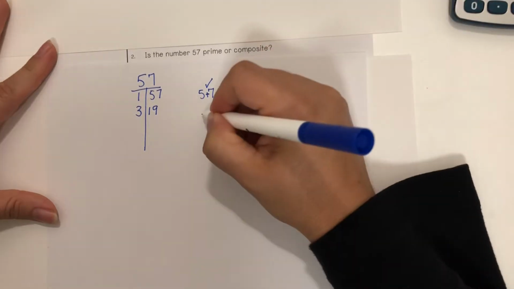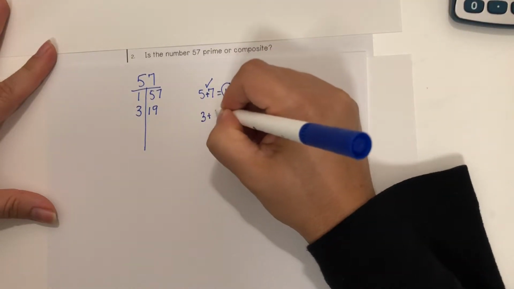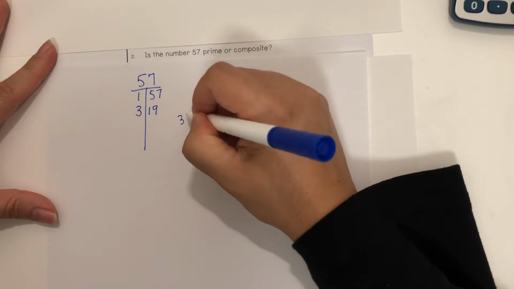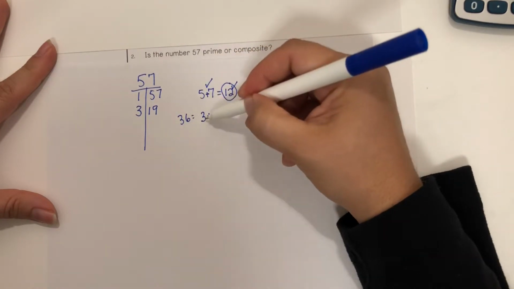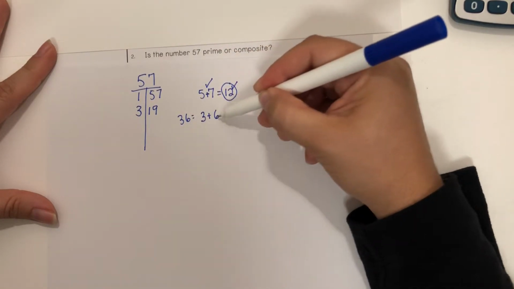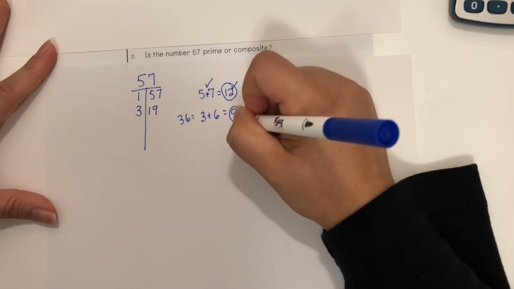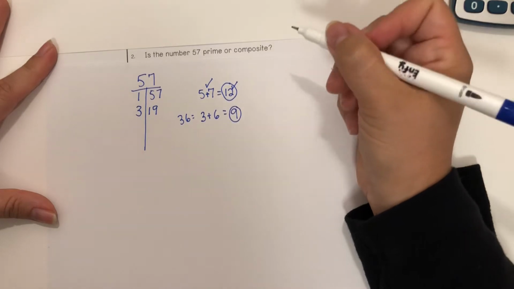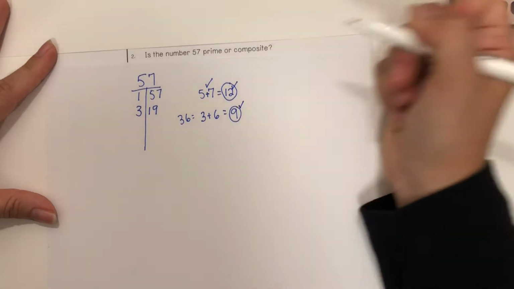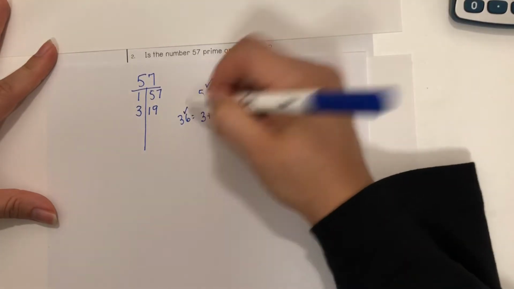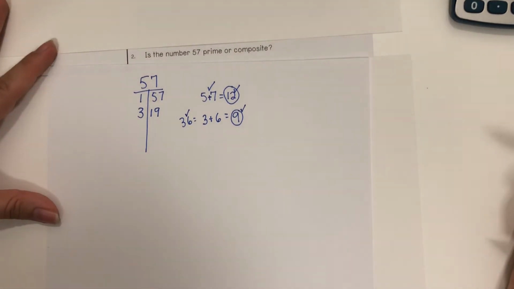So the rule for threes is you take the digits in the number, and you add them together. So for 36, we'd add 3 and 6 together. We end up with 9. If the sum of the digits in the number is equal to a number that's divisible by 3, that means that this number is also divisible by 3.